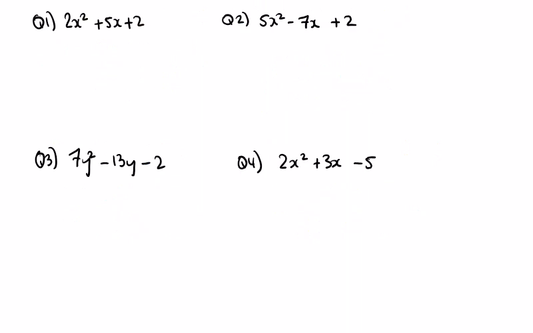Now, we're on to the coefficient of x squared is a number. We have a 2, a 5, a 7, and a 2, and 95% of the time, the coefficient of x squared, when it's not 1, will be a prime number. As you can see in this case, they all are.